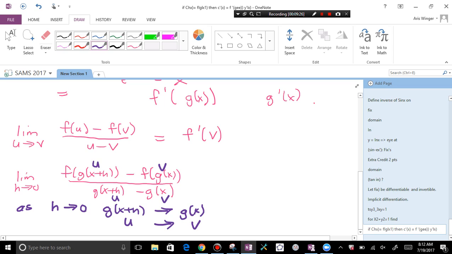So as h goes to 0, g of x plus h goes to g of x. So it's like you're just substituting. There's u, that's v. And so this is just f prime of g of x. That's the point. And we knew this is kind of an argument that we had to make because f is inside of g, and g depends upon x, and x is moving, right? So this is exactly what happens with composition. You've got something inside something else, and everything's moving.